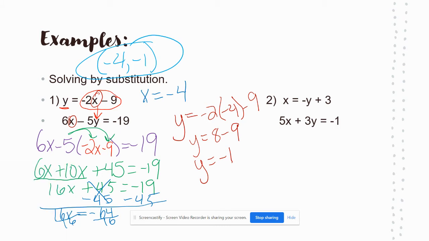Looking at number 2, we have this top equation that's already solved for x. Because it's already solved for x, we can take the negative y plus 3 and plug that into the equation for x. We write all of the equation except the x. So 5x plus 3y is equal to negative 1. I'm plugging in the negative y plus 3.